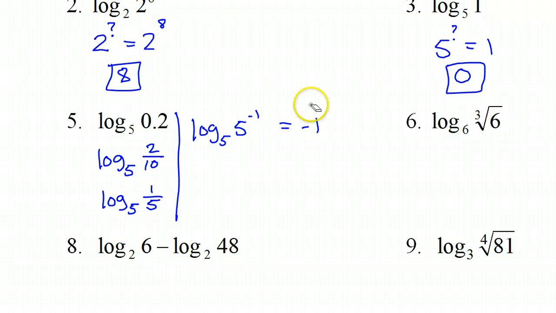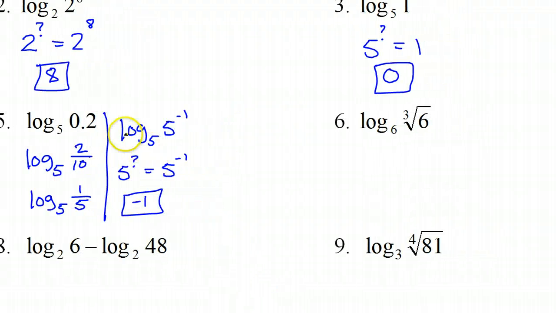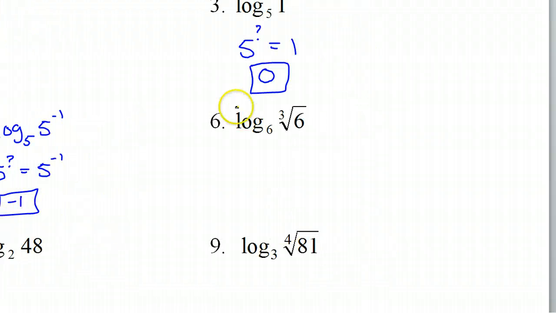Alright, but you got to show your work. We know the answer is going to be negative 1. But the way you show it is by showing the question: 5 to the what power is equal to 5 to the negative 1 power. Boom, boom. And obviously the question mark is negative 1. That's how you show your work. Do it. But Mr. Burton, why can't we just do it? Stop crying. Alright, number 6.